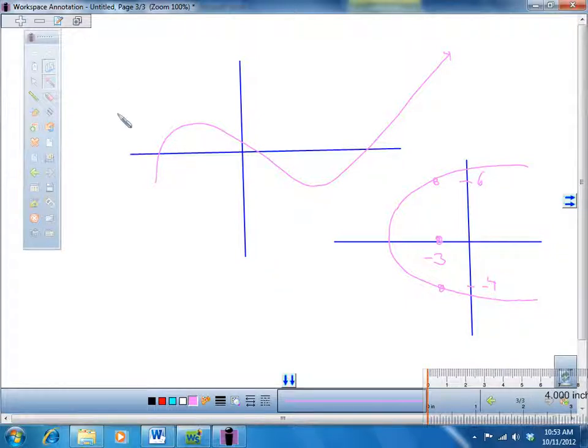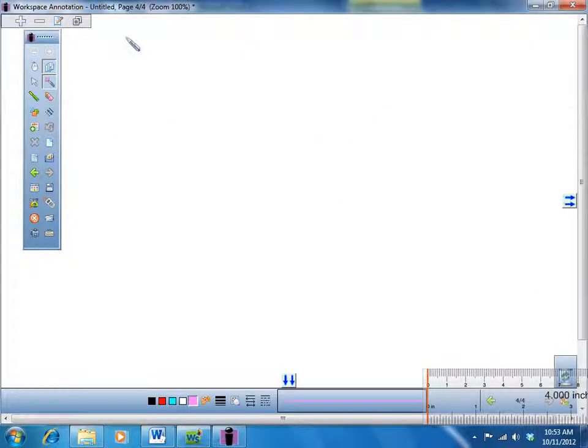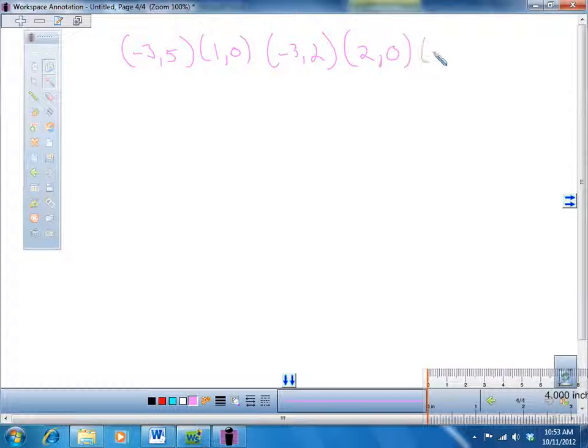So let's look at some number values. Let's look at something that looks like this. Here are some points, ordered pairs. Negative 3, 5. 1, 0. Negative 3, 2. 2, 0. 5, negative 3. Does this set of points represent a function? What do you think?